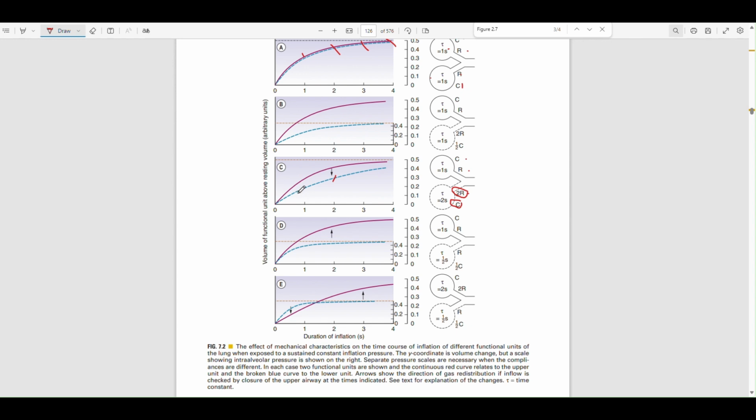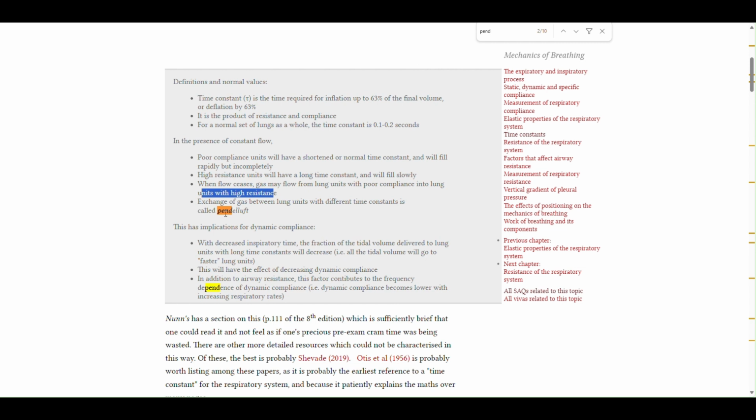And you can see here that the slope still reaches the volume. Eventually it will reach the volume, but it takes a longer time. The slope is slower. And this arrow, what's this arrow representing? It's representing the pendeluft, where the gas moves from poor compliance into high resistance.